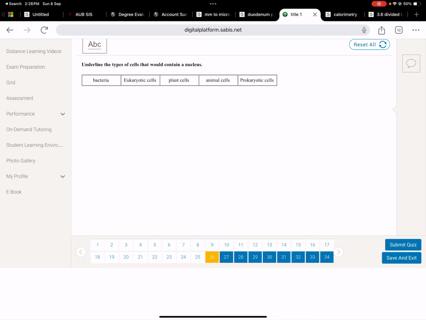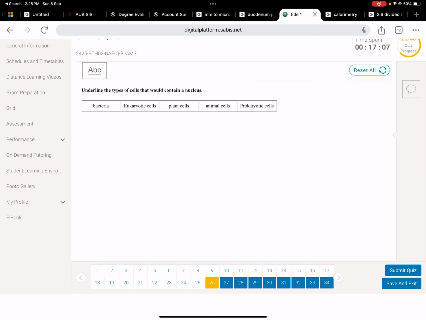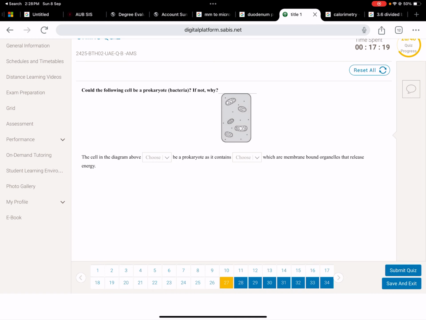Underline the types of cells that would contain a nucleus. So remember, eukaryotes have a nucleus, prokaryotes don't have a nucleus. Bacteria is an example of a prokaryote, so it doesn't have a nucleus. Instead, it has a region called the nucleoid region, where the genetic material is found. However, eukaryotic cells have a nucleus. Plant cells are examples of eukaryotic cells, so they have a nucleus. Animal cells also, prokaryotic cells and bacteria do not have a nucleus.